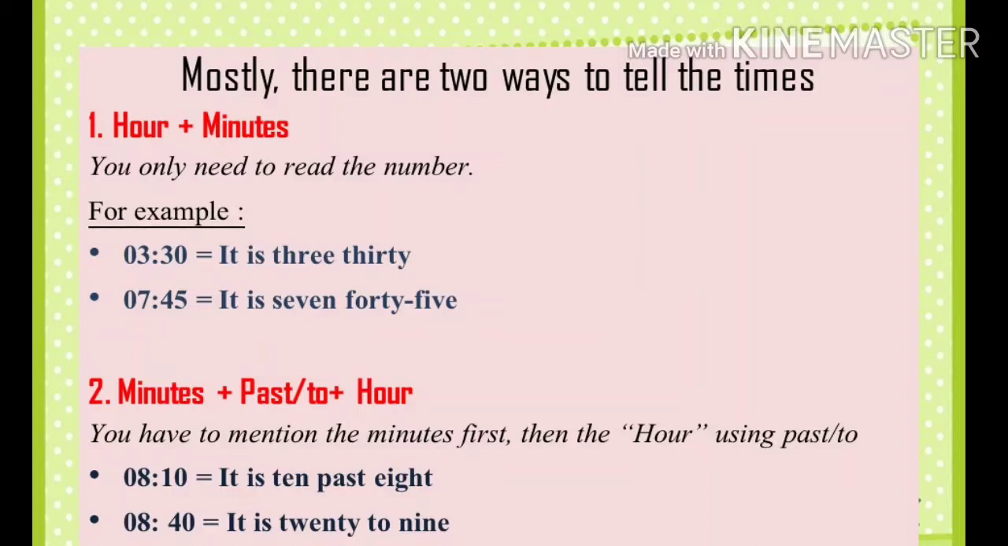And then 8:40. Nah, untuk menit yang lewat dari 30 menit maka kita menggunakan to. To di sini berarti kurang. Nah, jam 8 lewat 40 menit berarti jam 9 kurang 20 menit atau 20 menit lagi menuju jam 9. Jadi, it is 20 to 9. Jam 9 kurang 20 menit.